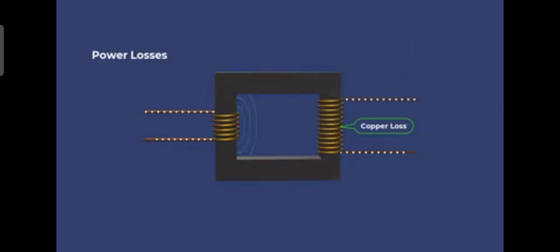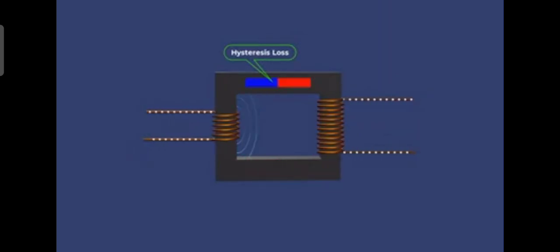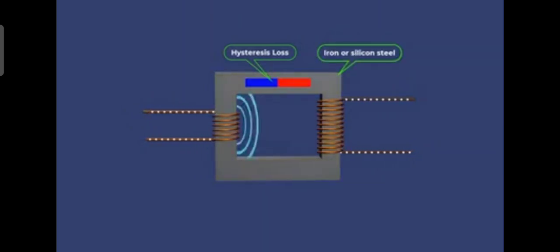Copper loss occurs due to resistance in the copper coils. These losses can be minimized using insulated wire with a large cross-sectional area. Hysteresis loss occurs due to continuous magnetization and demagnetization of the core material. These losses can be reduced by using highly permeable, soft magnetic core materials, such as iron or silicon steel, to maximize the magnetic field strength.